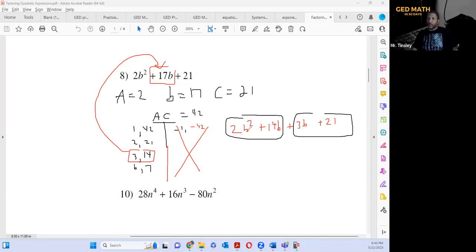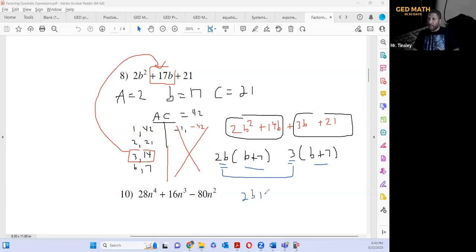If I look at 2 and 14, I can take a 2 out. If I look at the B squared and the B, I can take a B out. So what do I have left? I have B plus 7. Here, I can take a 3 out, and I get B plus 7. So what you should notice now is they share a factor of B plus 7. So now I can combine these 2 outside terms together: 2B plus 3 times B plus 7. Listen, I'm telling you now, I have problems with this, because look how long it took me. It's easier to multiply binomials.